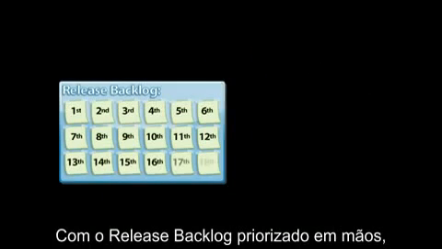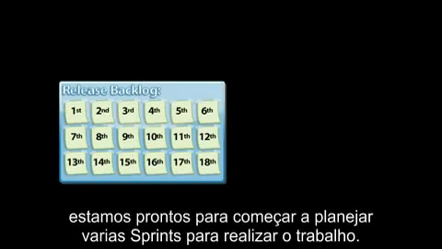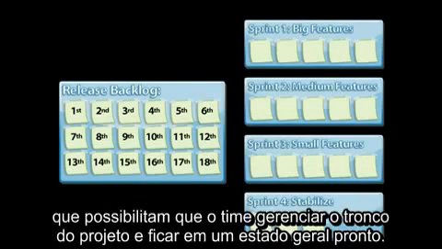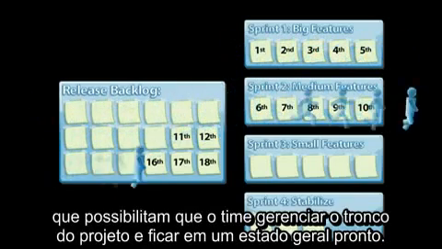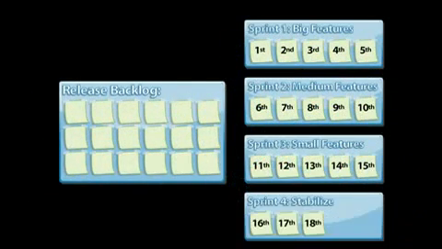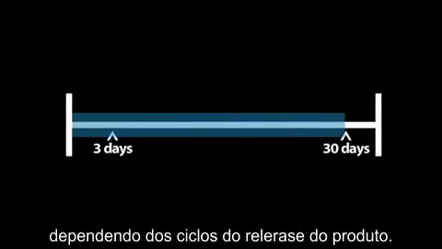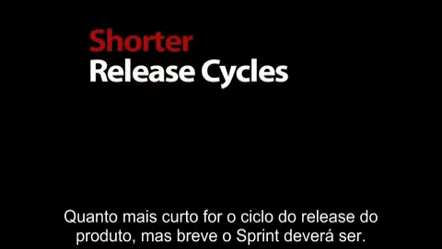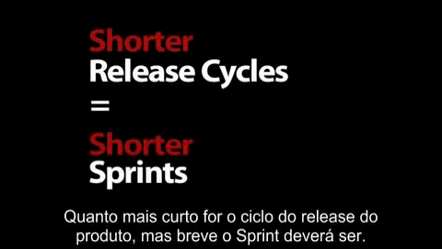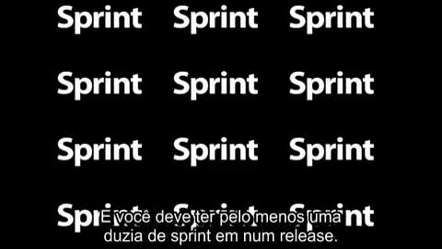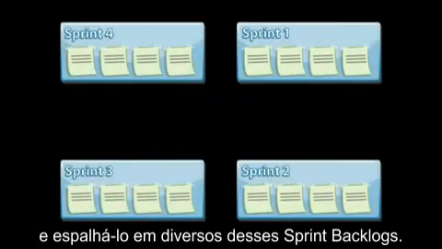With a prioritized release backlog in hand, we're now ready to plan out several sprints to get the work done. Sprints are short-duration milestones that allow teams to tackle a manageable chunk of the project and get it to a ship-ready state. Sprints generally range from a couple of days to as much as 30 days in length, depending on the product's release cycles. The shorter the product's release cycles, the shorter each sprint should be. And you'll want to have at least 4 to as many as a dozen sprints in a given release. So at this point, we can take our release backlog and split it up into several of these sprint backlogs.